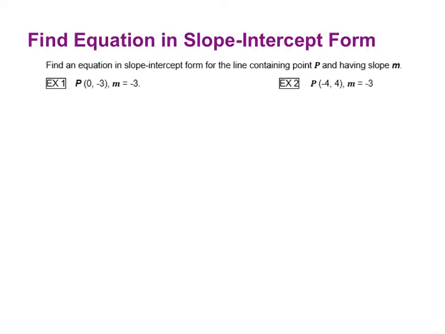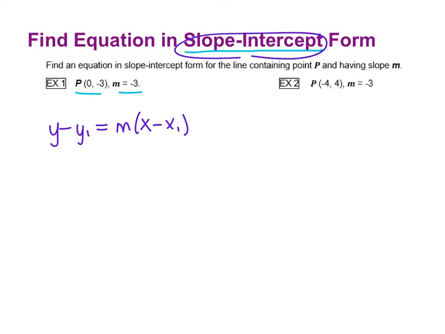So we're going to write some equations in slope-intercept form in this video. We are given a point and a slope. If you're given a point and a slope, we're going to put it into point-slope form. Kind of makes sense, doesn't it? From point-slope form, we'll be able to get it into the slope-intercept form that they're asking for.